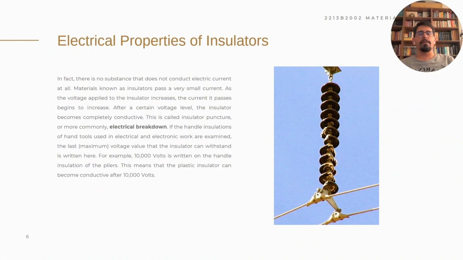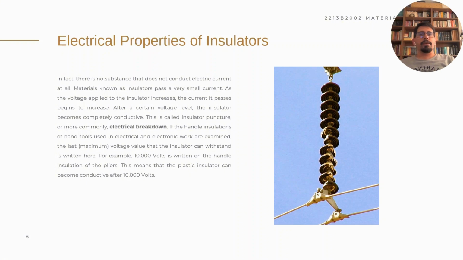Even though we call these materials insulators, no material is a perfect barrier to electric current. All insulators allow a very tiny amount of current to pass through. But when you keep increasing the voltage applied to an insulator, the current increases as well. Eventually, you reach a point where the material can't block the current anymore. It becomes fully conductive. That point is called electrical breakdown or insulator puncture.